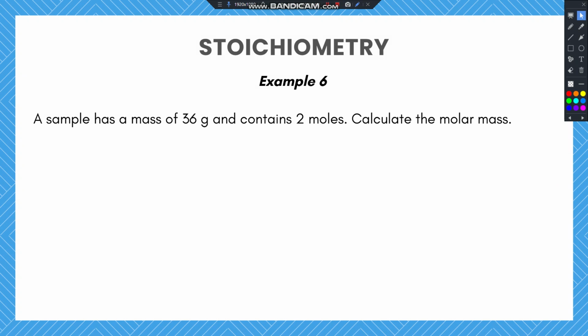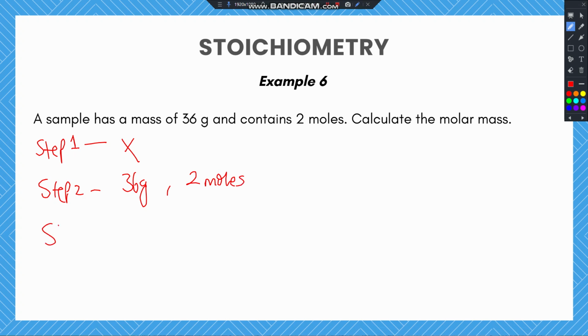We have another example on the screen that says a sample has a mass of 36 grams and contains 2 moles. Calculate the molar mass. Well, step number 1, write the formula. There is no formula here, so there's no need to do that. Step number 2, identify what's given. We have 36 grams as the mass, and we also have number of moles to be 2 moles. Step number 3, calculate the molar mass. Well, that's not needed because we already have the molar mass to be.